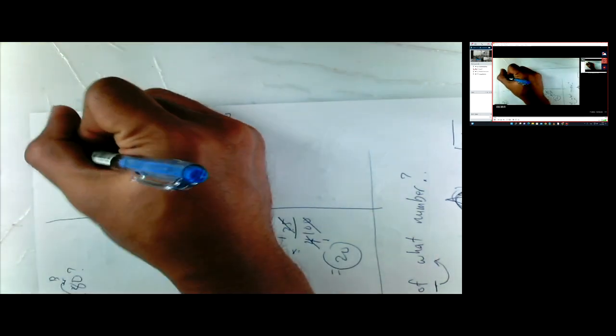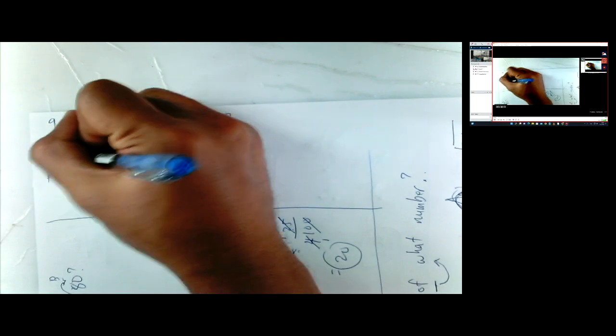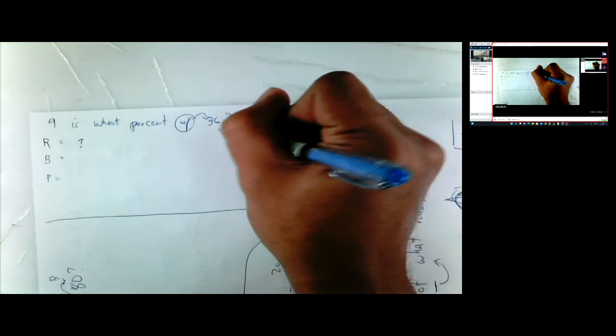Okay. Now, why 25%? Let us study it. 9 is what percent of 36? I've told you, you need to identify the rate, the base, and the percentage. Now, what is the rate? What percent? So we need to solve for the rate. What is the base? After the word "of" is the base number, so that is 36. And as for the percentage, that is 9, the remaining value.